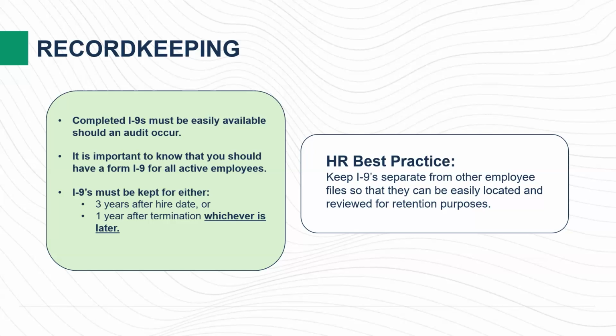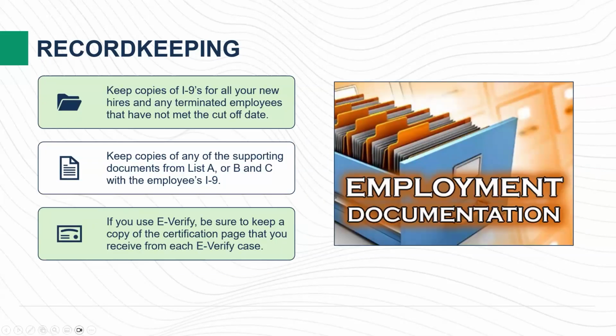If you keep the I-9s of terminated employees rather than purging them in this time frame, the I-9, 3 years or 1 year after termination, if you keep them in that file still, you don't purge them, they will be subject to the audits as well. So the less ammunition you can give DHS, the better. So again, keep I-9s for all employees and terminated employees that have not met the cutoff date. Keep copies of the supporting documents, list A or B and C. And then if you use E-Verify, keep that certification page that E-Verify will give you.